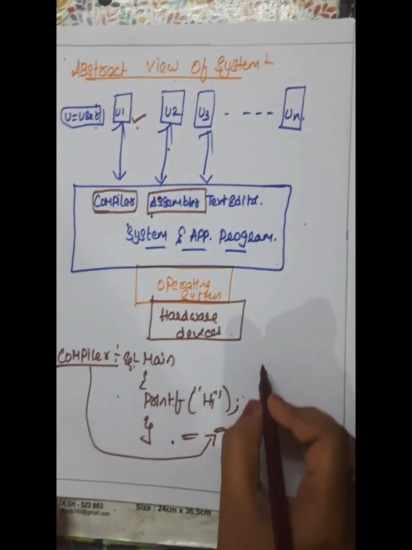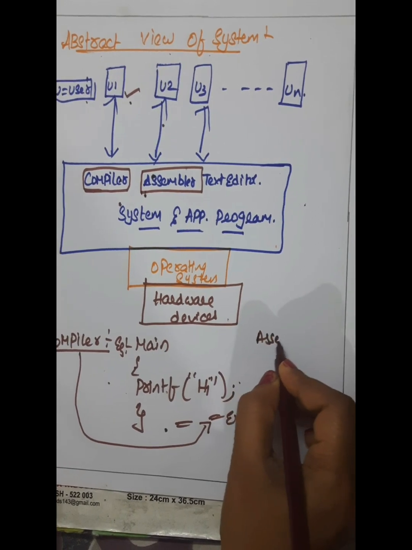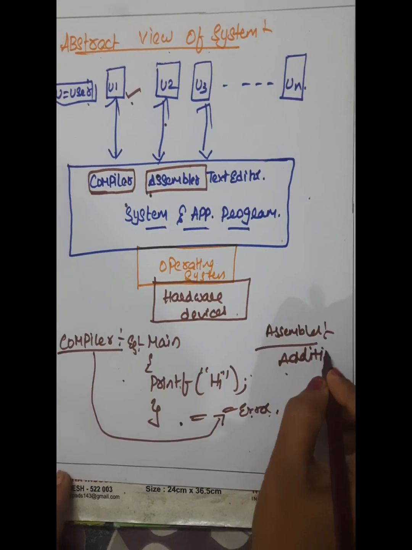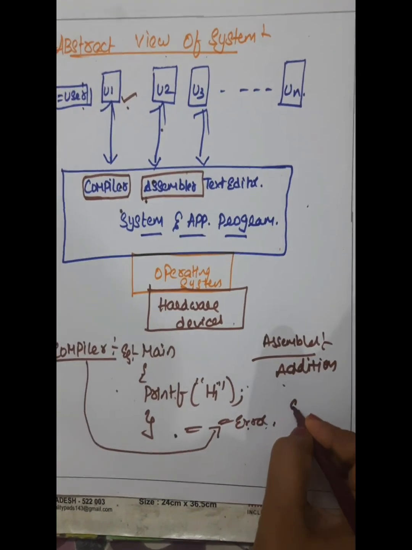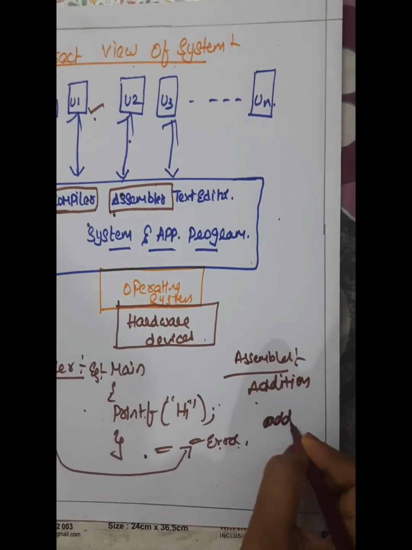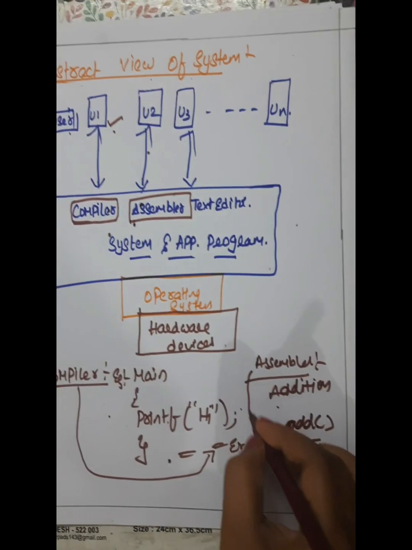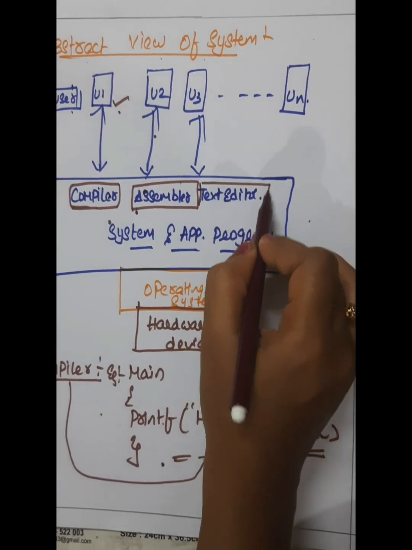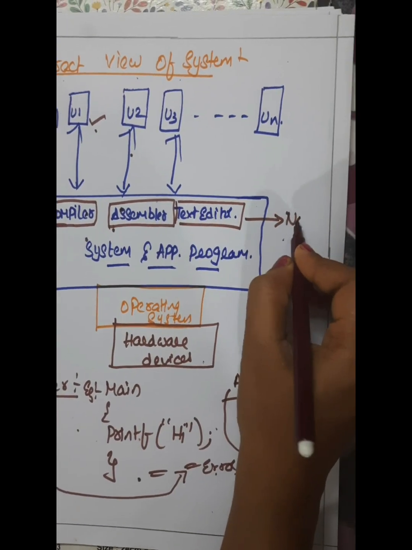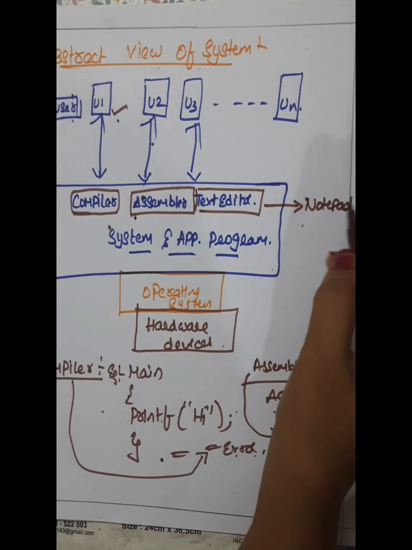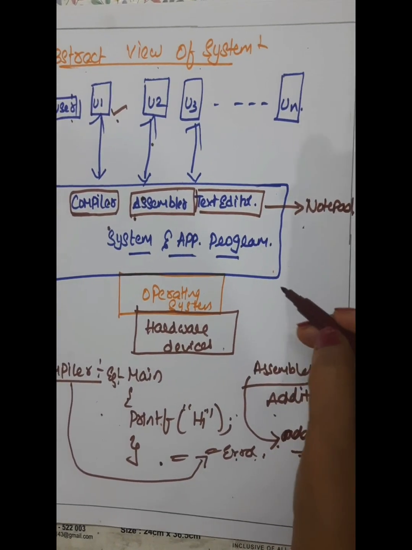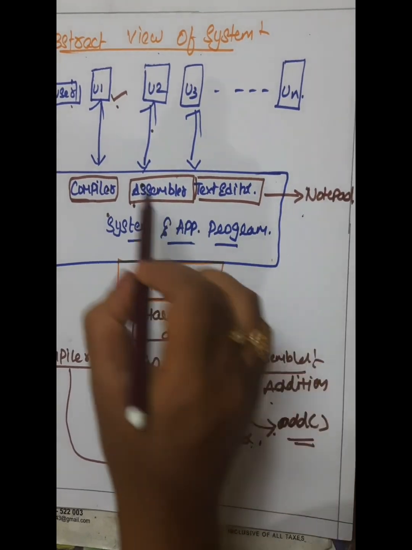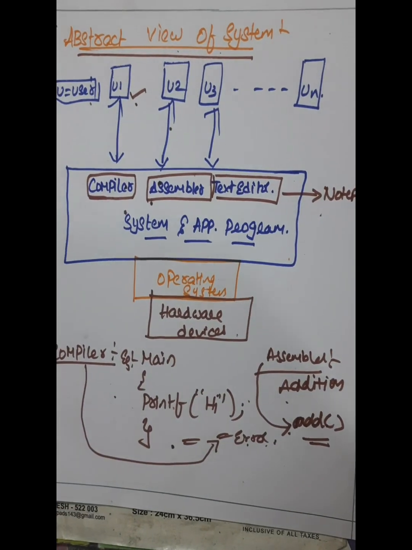Assembler is nothing but, for example, suppose you want to do addition of two numbers, but while writing a program, you can have a shortcut called the add function. This is known as assembler, which converts into the shortcut. Text editor. Text editor is nothing but the notepad in which we write the text. It is used to add something or edit something. Okay, this is the actual abstract view of the system.